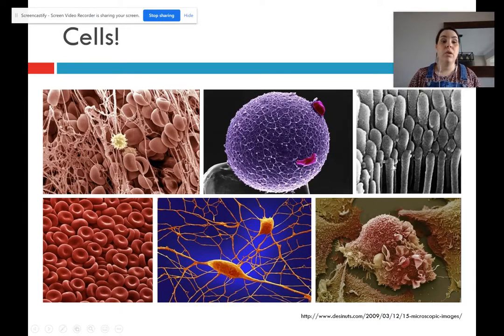But it's pretty cool what we can see with microscopes, and pretty cool that in your body you have all these different types of cells that have all these different shapes and sizes and appearances. And that's because they all have different jobs.